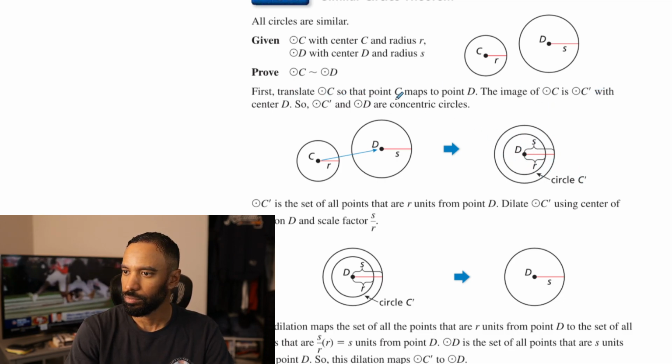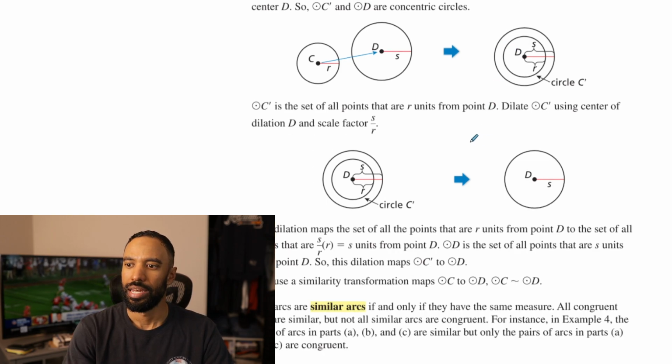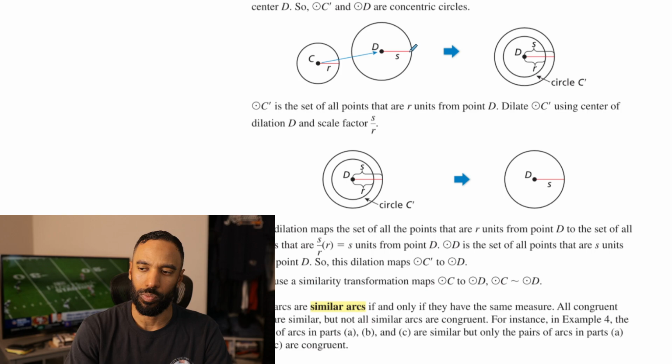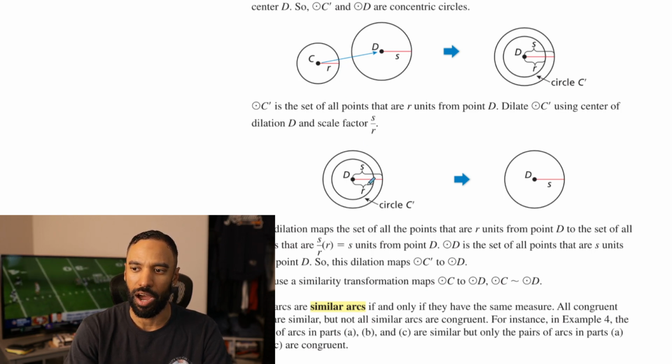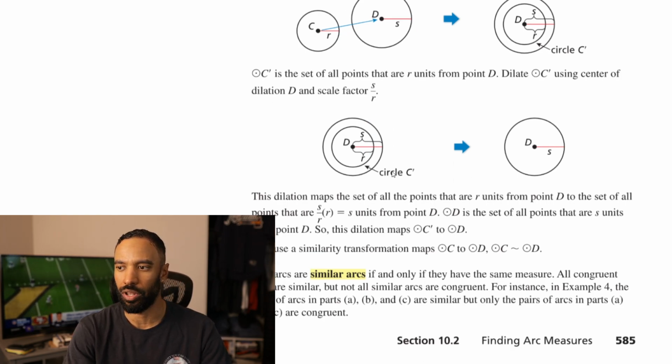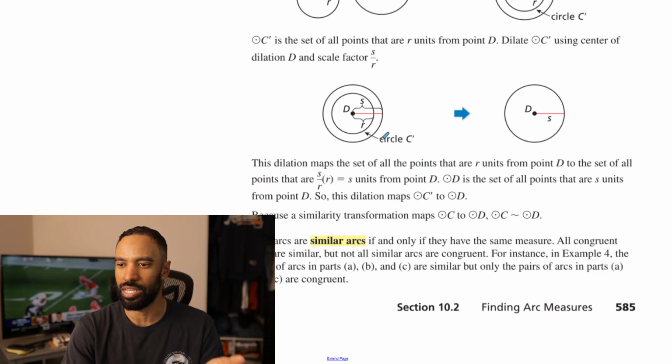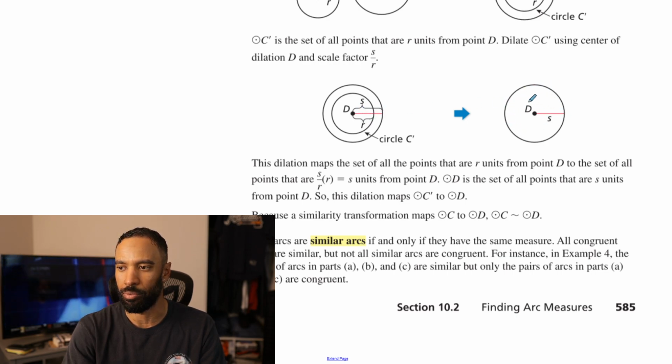So the concentric circles now. Now we're going to apply a scale factor to this. Circle C has a radius of r, circle D has a radius of s. So if you divide s by r, that's what you have to multiply by to enlarge it. The dilation maps the set of all points that are r units from point D to the set of all points that are s units from point D. So it's going to bring them up bigger, so now there's perfect overlap right here.